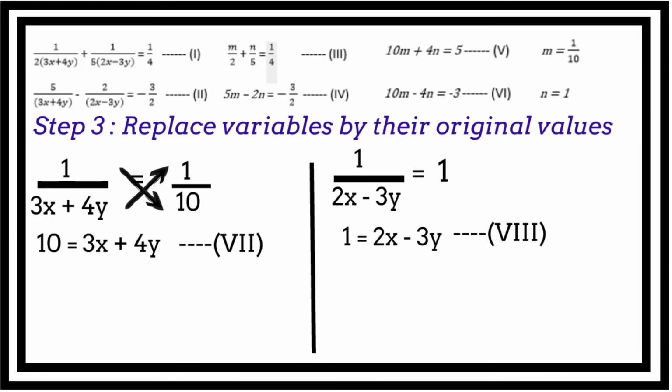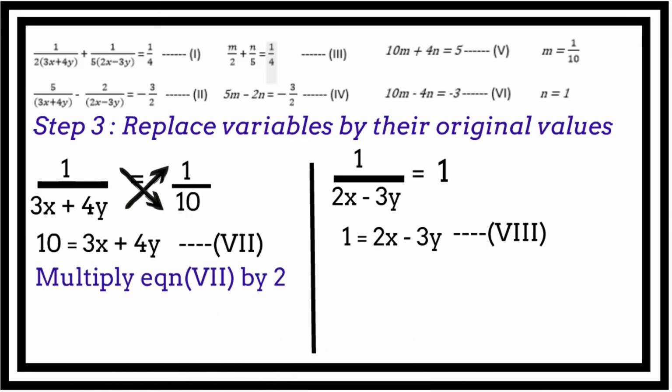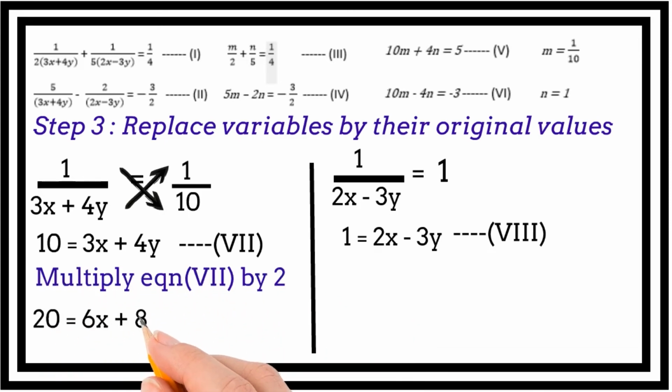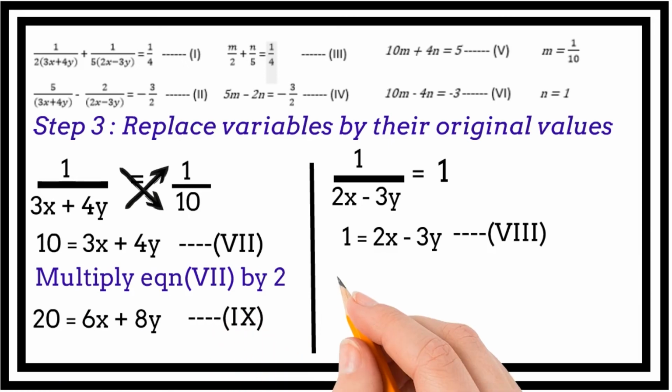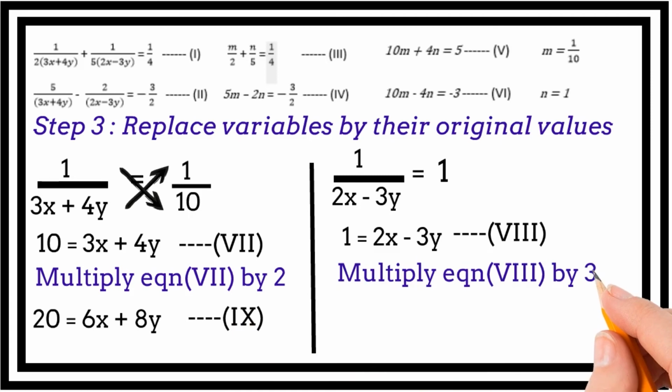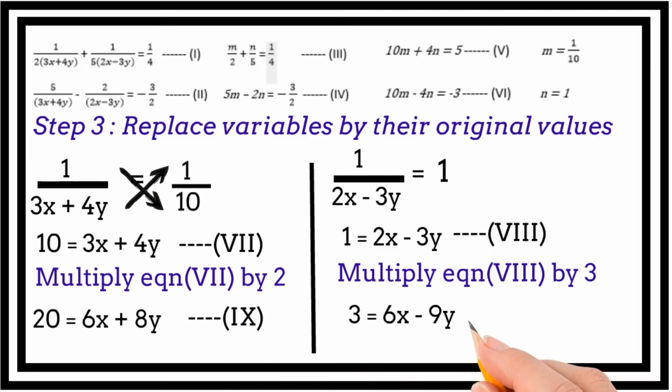Now we will make the term containing x variable common. For that we will multiply equation number 7 by 2. So we will get 20 is equal to 6x plus 8y, which is my equation number 9, and I will multiply equation number 8 by 3. So I will get 3 is equal to 6x minus 9y, which is equation number 10. As you can see, the term containing variable x is now the same.